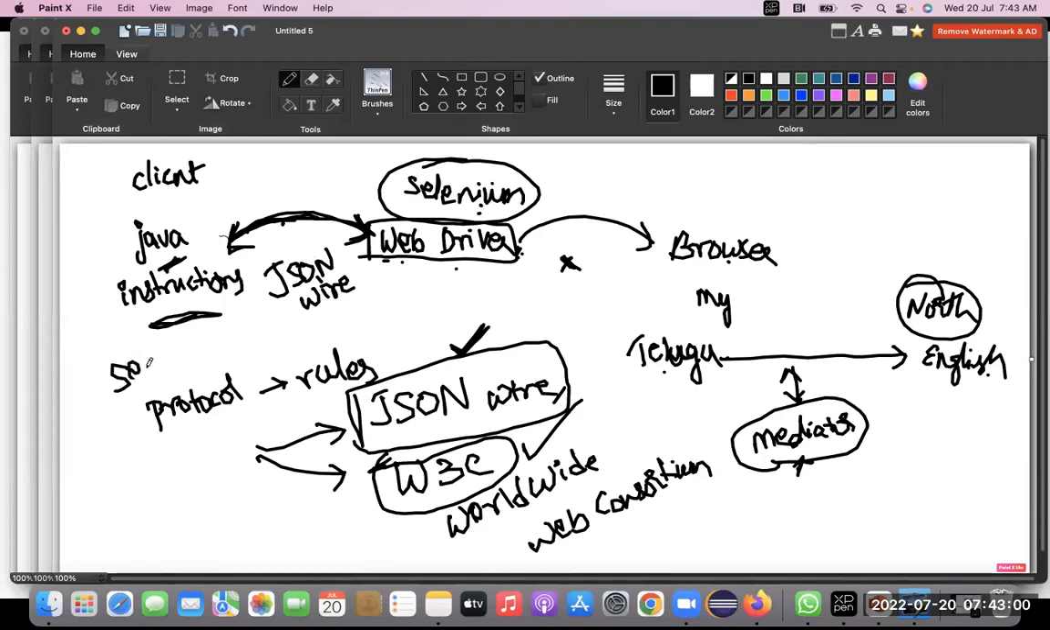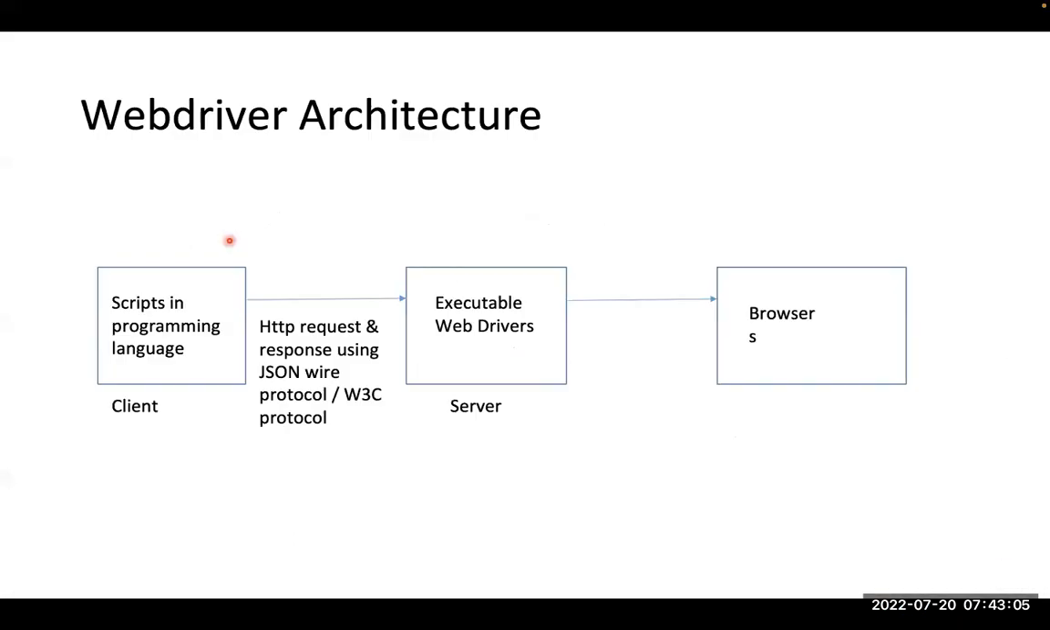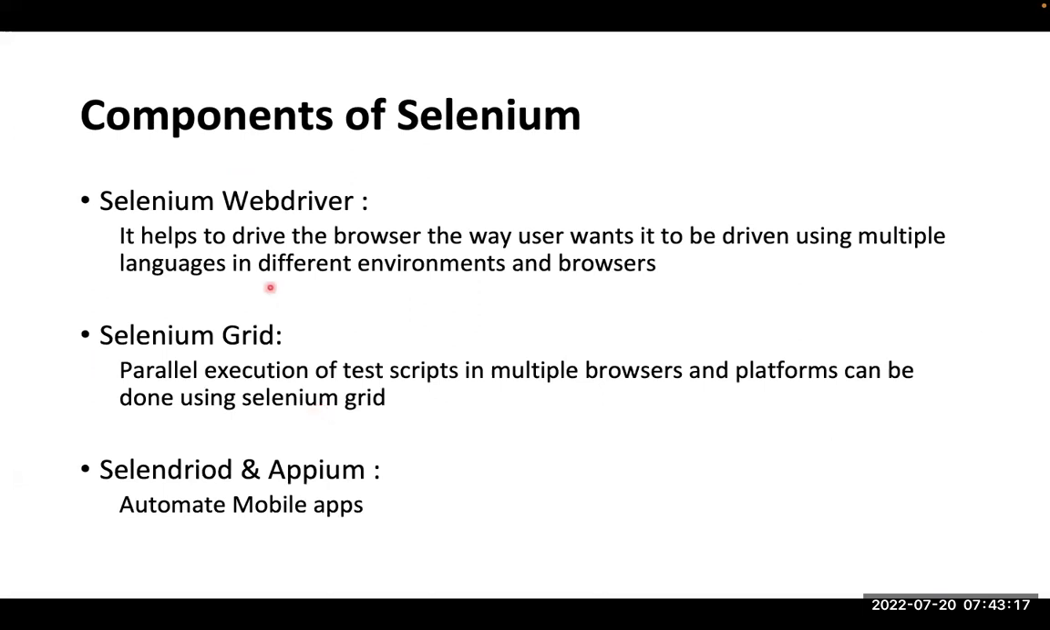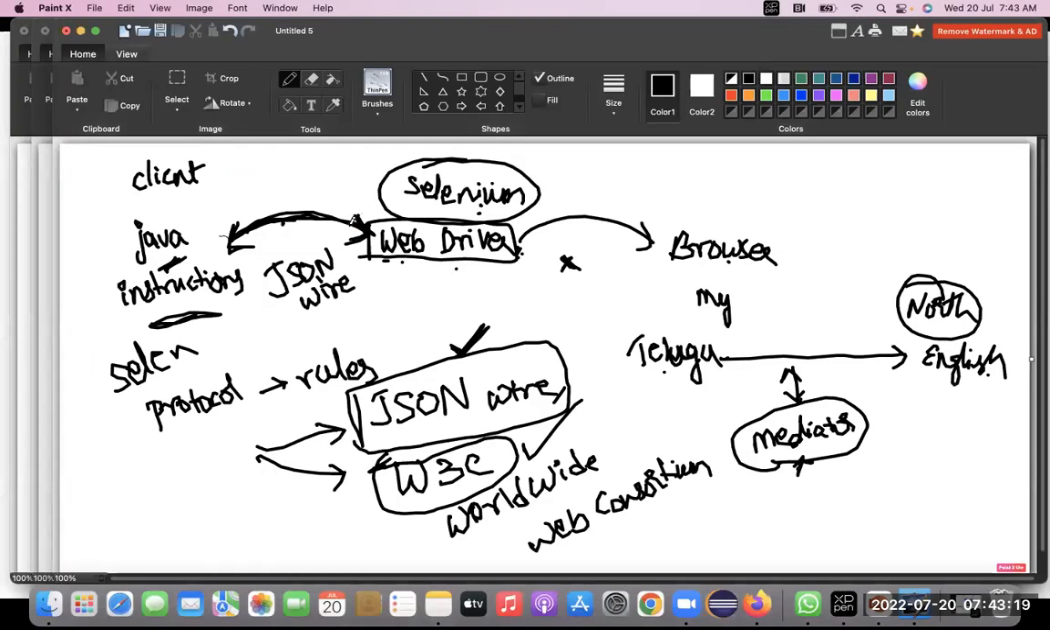That we called Selenium version 3. Sorry for that, one second. Selenium IDE is the first version, we call it Selenium 1. RC is the second version, we call it Selenium 2. Selenium WebDriver, we call it Selenium 3. So when we used the JSON wire protocol, that version we called Selenium 3, where the mediator was the JSON wire protocol, which converts Java into Selenium WebDriver understandable instructions.